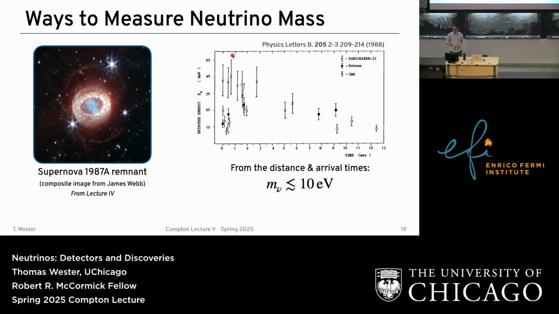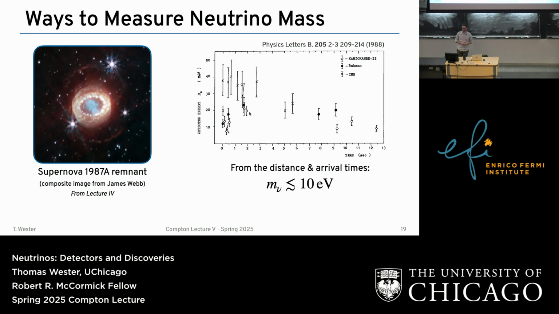This is showing on the vertical axis the energies, and the horizontal axis are the times. Based on this, and from models of how supernovas evolve, you can make a statement with a limit on how heavy the neutrino could possibly be. Otherwise, you would start to see effects of the neutrinos lagging behind when they arrived. And the number you get from doing this with supernova is about 10 electron volts. So this is one way to do it, but unfortunately you have to wait for a supernova, which could take a long time.